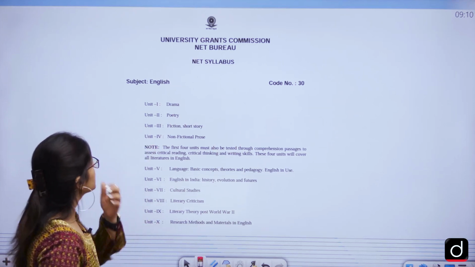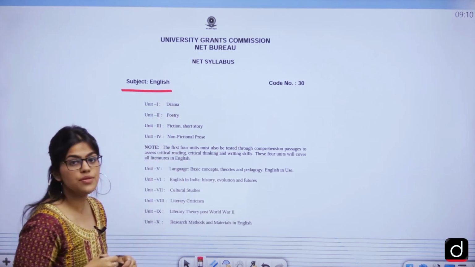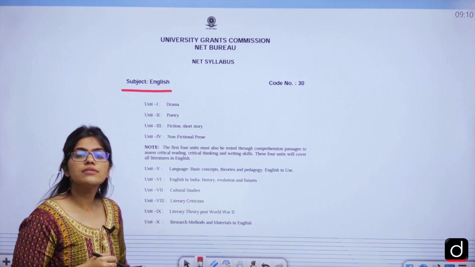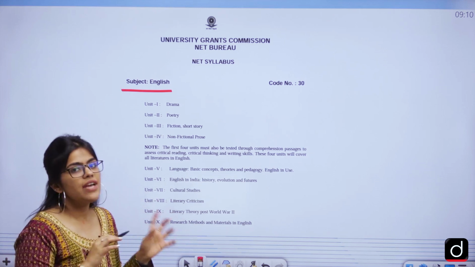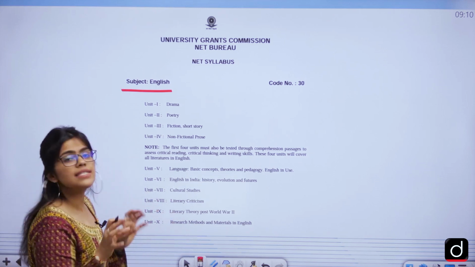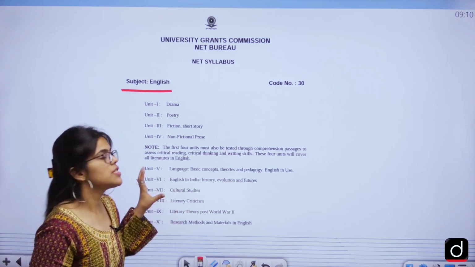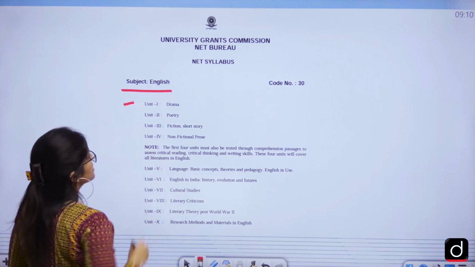The code is number 30. The subject is English, as you can see. So there are about 10 units. The 10 units are also there in your paper 1, as we have already discussed, and rigorously we have taken classes for that. But now let us discuss English literature. So there are 10 units, as you can see.